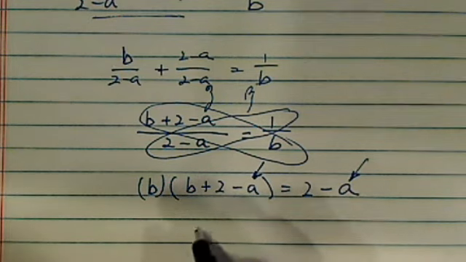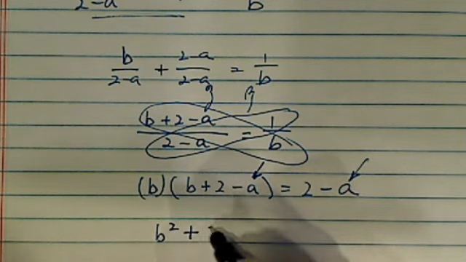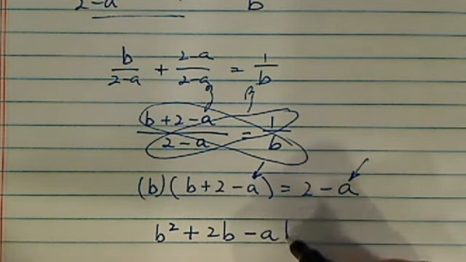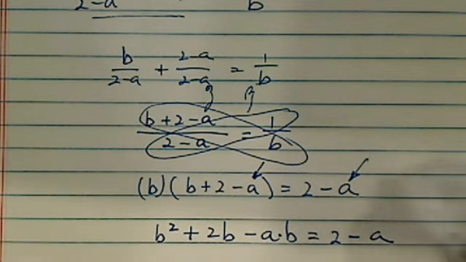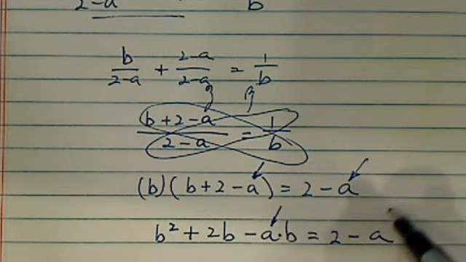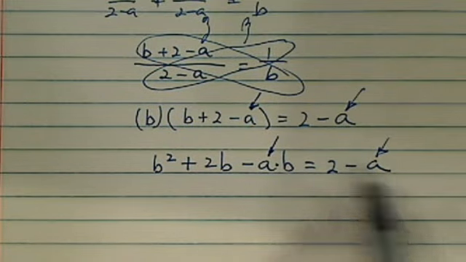We're going to gather all the A terms to one side. So let's distribute it first: B squared plus 2B minus AB, A times B, is equal to 2 minus A. Okay, since A is my variable, the one I'm solving for, I'm going to keep all the A's on the left-hand side and move everything else over.